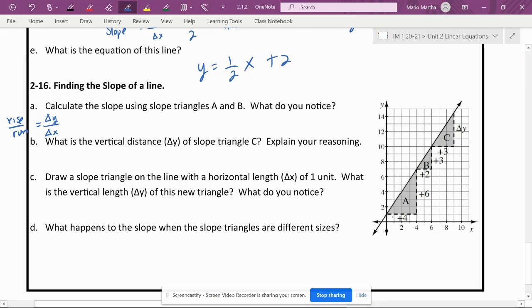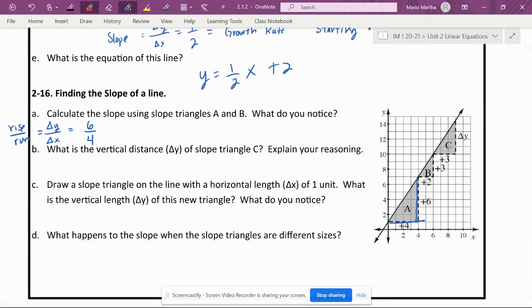So here, if you notice for A, we have 6, that's our rise, so 6. And then our run is 4, so 6 over 4. So that's for slope A. And then slope B, we go 3 up and then 2 to the right, so 3 up, 2 to the right. So slope B, again, delta y over delta x is 3 over 2.